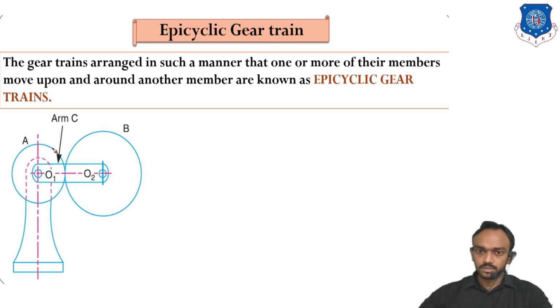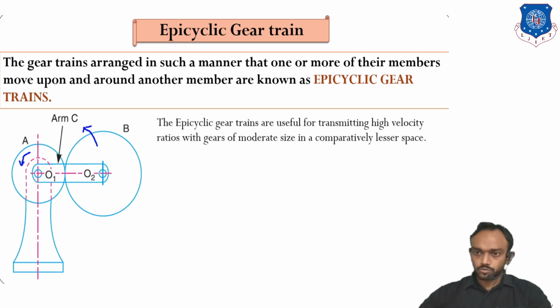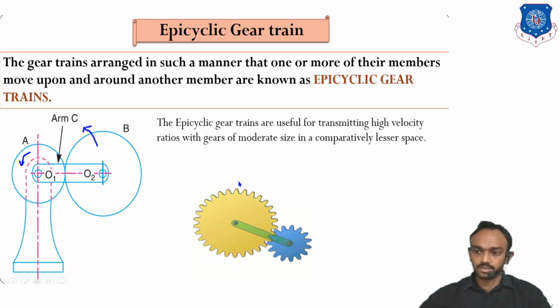Okay, let's see the figure. You can see here gear A is at the center, and gear B is moving around gear A and is connected by this arm. The arm is given the notation C, arm C. So if I am rotating A, it will rotate B. The epicyclic gear train is very useful because a very high velocity ratio in limited space can be obtained by this.